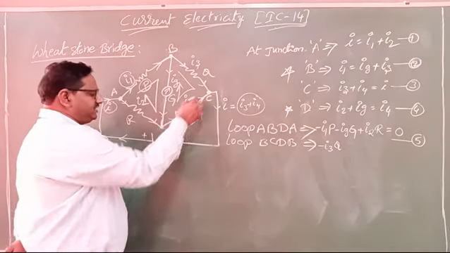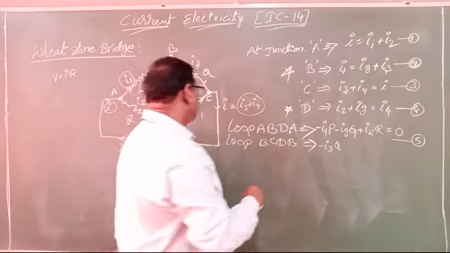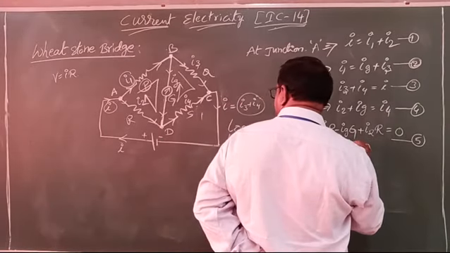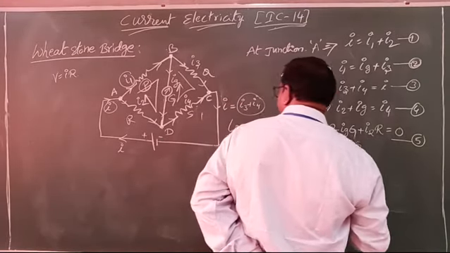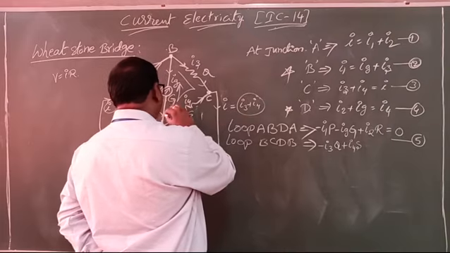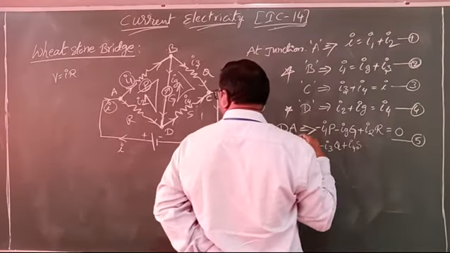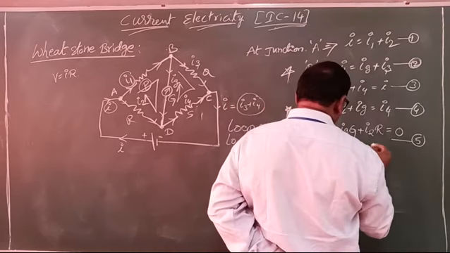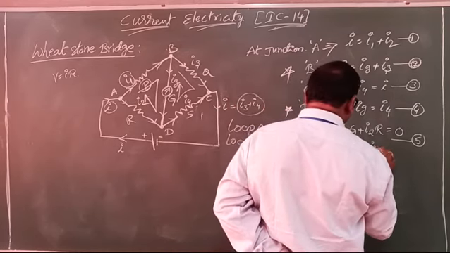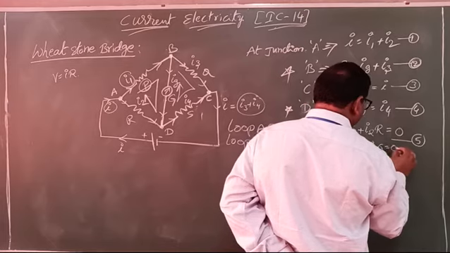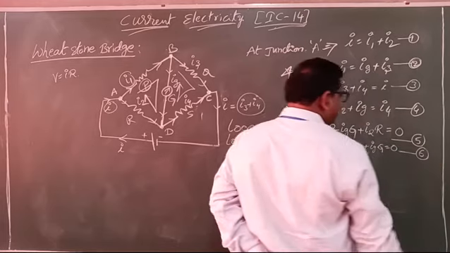Now we move from C to D, but the current will move from D to C. Then plus I4S. Clear? Now you move from D to B and the current will move from B to D, so both are in opposite directions. Then what can we write? Plus Ig times G equals 0. This is equation number 6.